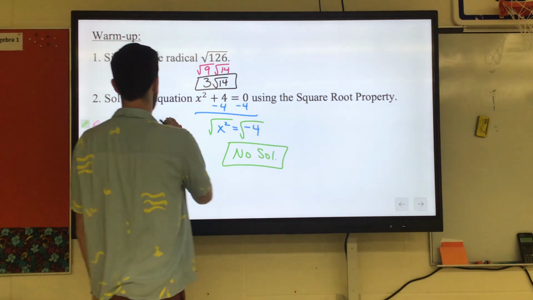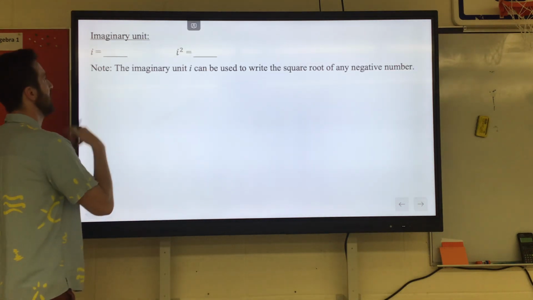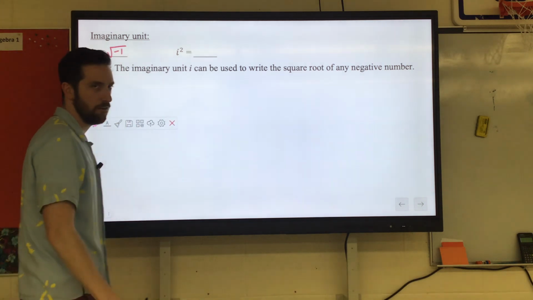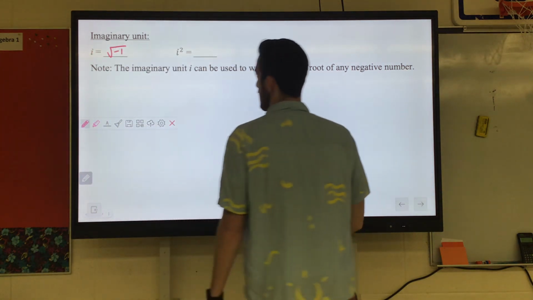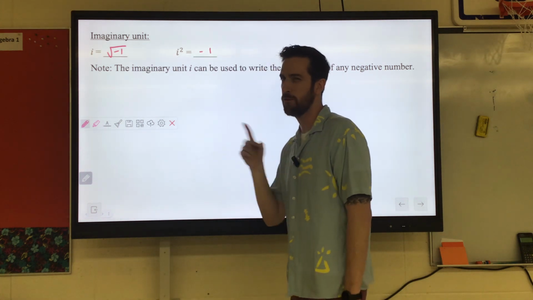Woohoo! So, i is going to equal the square root of negative 1. Which means i squared would come out to negative 1. That's more of tomorrow's thing.